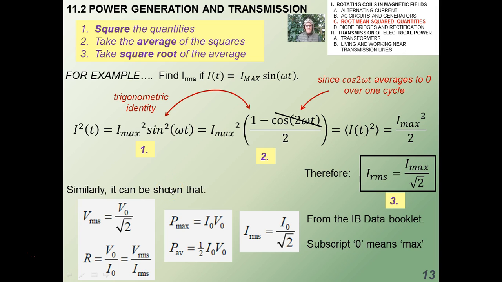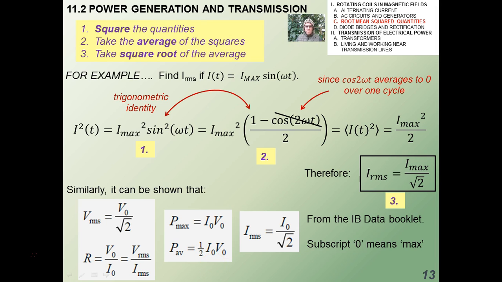And in fact, you see this root 2 everywhere. You're given the following in the IB data booklet: here's your VRMS, here's your IRMS. Using Ohm's law, remember I said that by using RMS values you're mathematically transforming AC to DC. To find the resistance, you divide VRMS over IRMS. Power is the same way. The maximum power would be I max V max. The average would be IRMS times VRMS, which ends up being 1/2 I naught V naught.